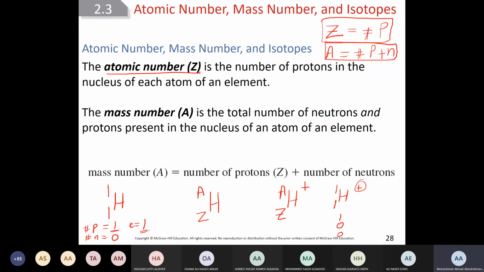Let's have some more examples. Say we have Cl, 17, 35, minus. Then how many protons do you have? 17. How many neutrons? 18. How many electrons? 18. Good.